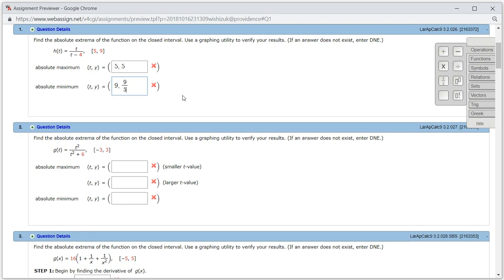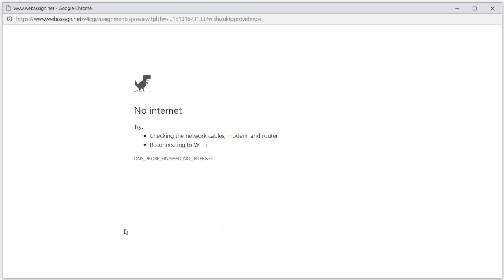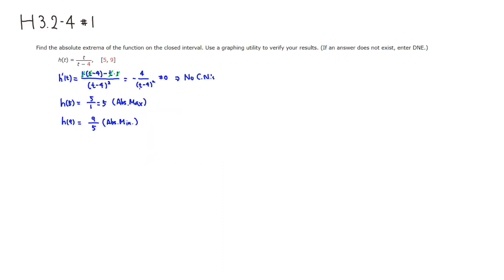Alright, so let's check the answer. Sorry, I actually lost internet access, but those answers are correct. So the absolute maximum is at (5, 5), and the absolute minimum is at (9, 9 over 5). Alright, that's it. I hope that this was clear.